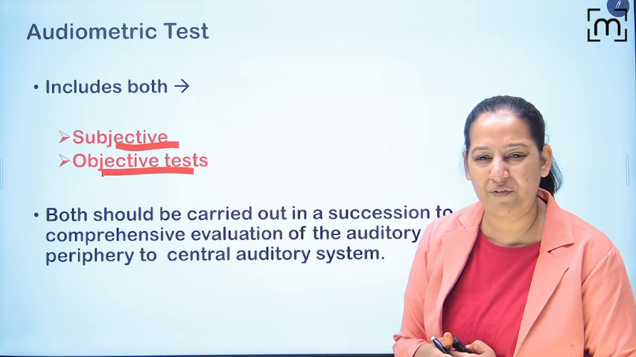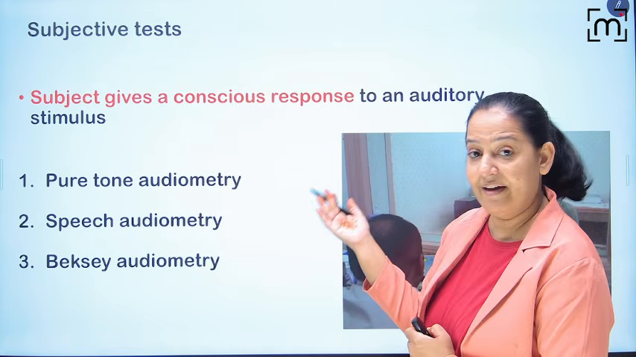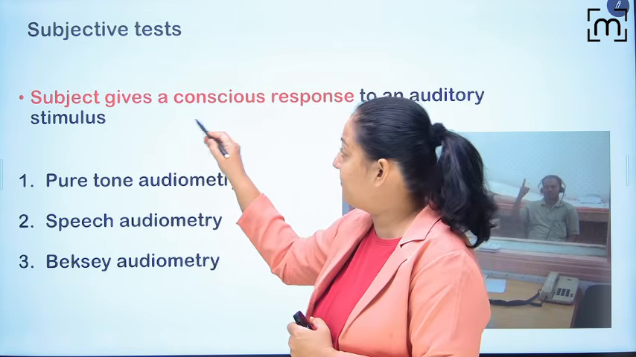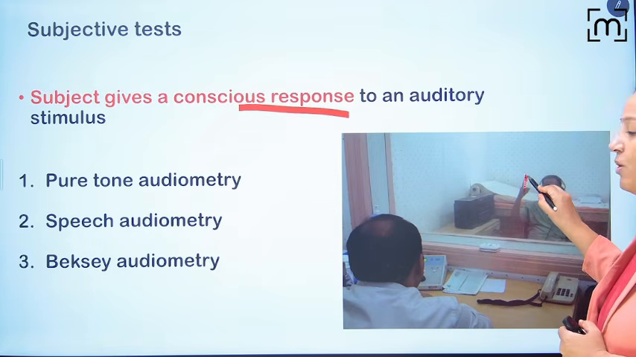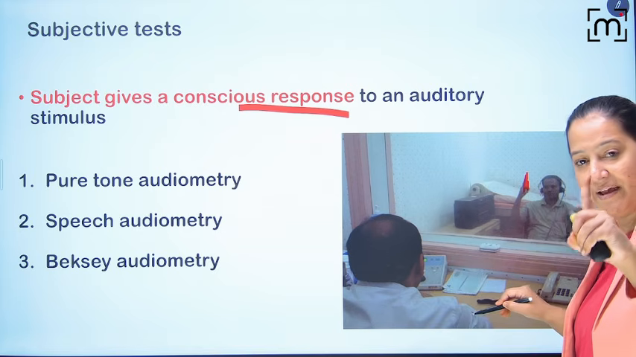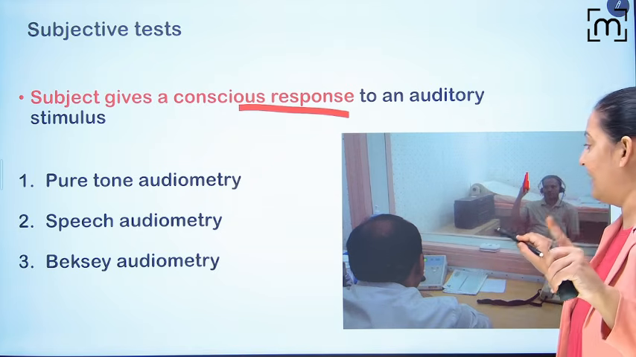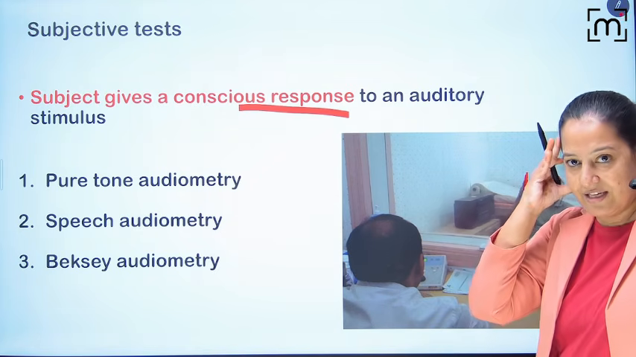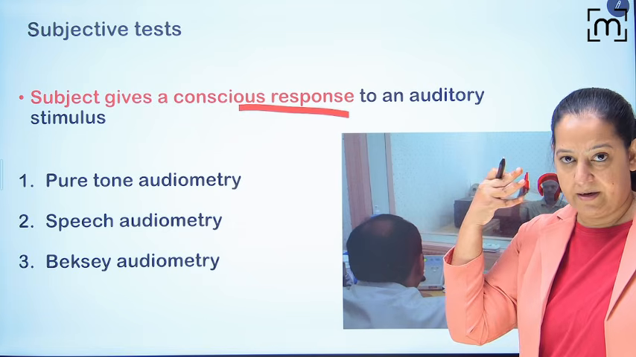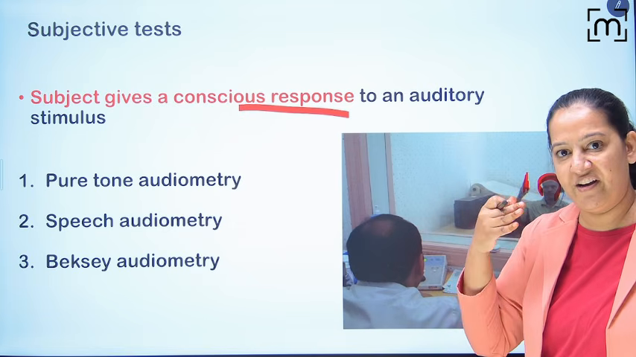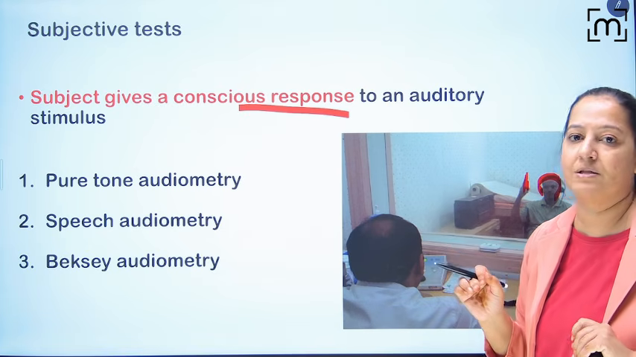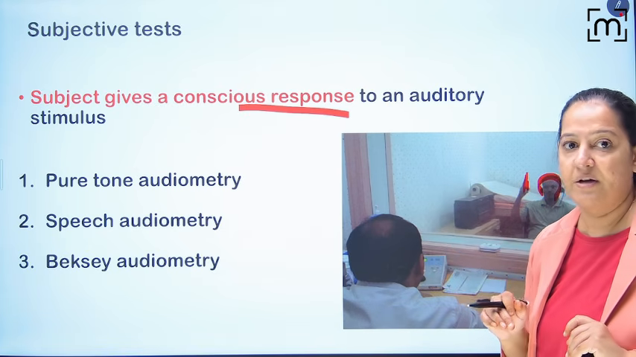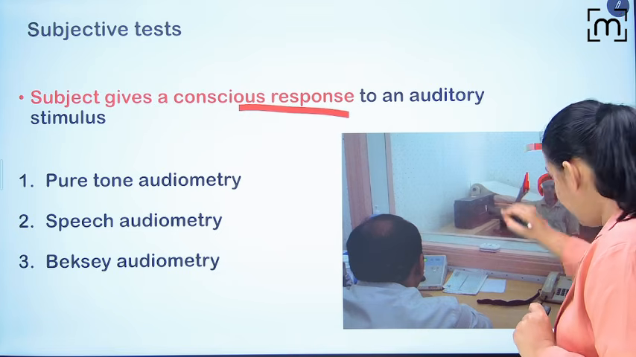What do you mean by subjective and objective? Subjective means the response is based on the patient's consciousness. The patient will tell us whether they can hear the sound or not by giving some signal, by raising the index finger. We put headphones in the ears of the patient, give sound of different frequencies and different intensities, and ask the frequency and the minimum intensity at which the patient can hear the sound.